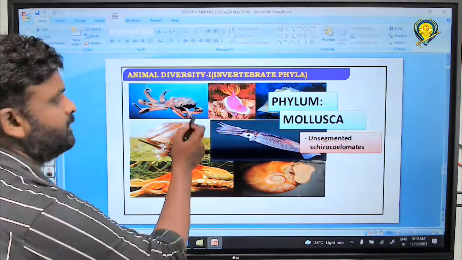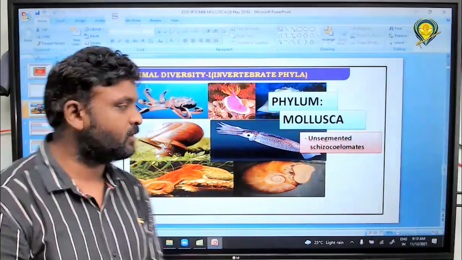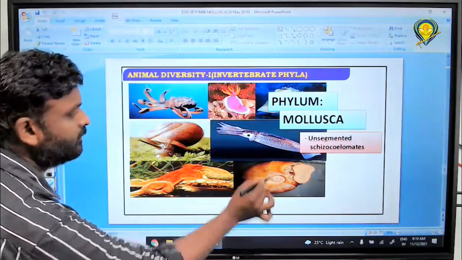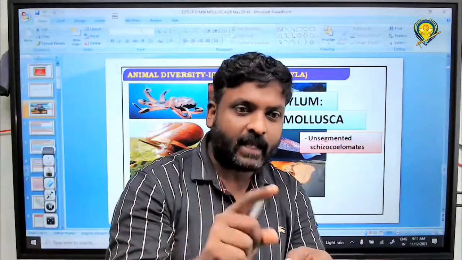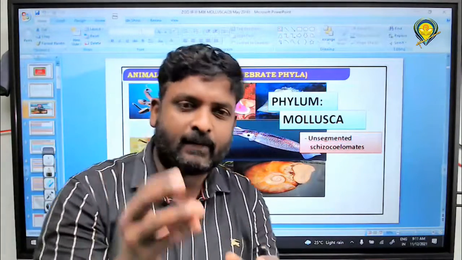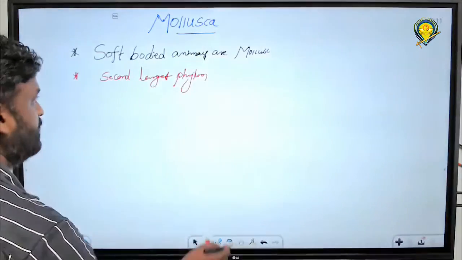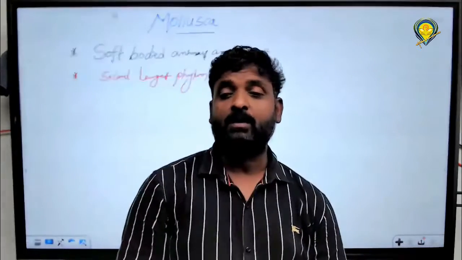These are the different animals of phylum Mollusca. You can find the soft body here. Right or wrong, all of you? Have you ever touched a snail? How does it feel? Soft. Hence it is called a soft-bodied animal, called what? Mollusca. Very good. Now let us discuss the habitat.